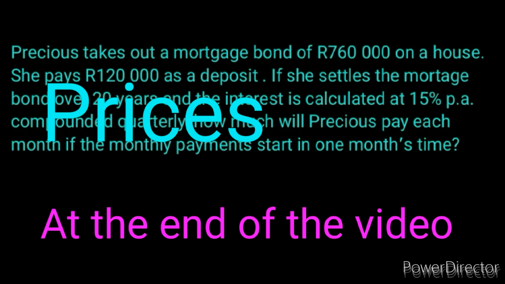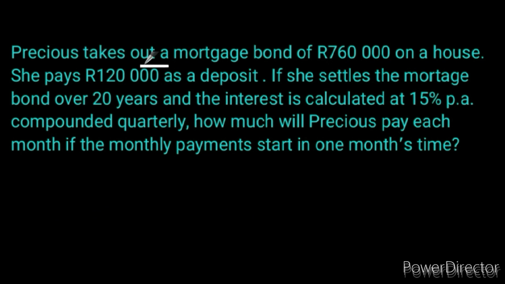So they said Precious takes out a mortgage bond of 760,000 on a house. She pays 120,000 as a deposit. If she settles the mortgage bond over 20 years and the interest is calculated at 15% per annum compounded quarterly, how much will Precious pay each month if the monthly payments start in 1 month's time?